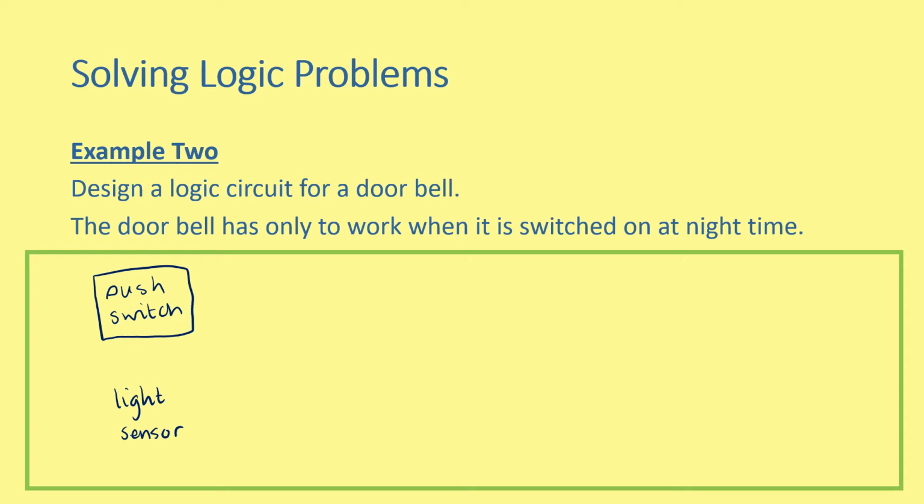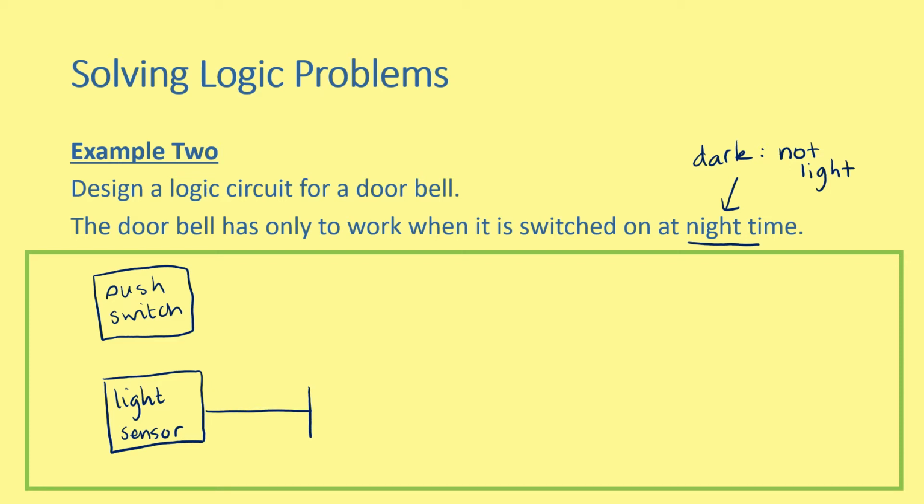Remembering back to our logical thinking, if it's night time, that's dark. And how do we say dark? We say not light. So next to our light sensor, we need a NOT gate. Remembering what your NOT gate looks like, we have a triangle with a little circle on the front there. And we can join up our push switch.